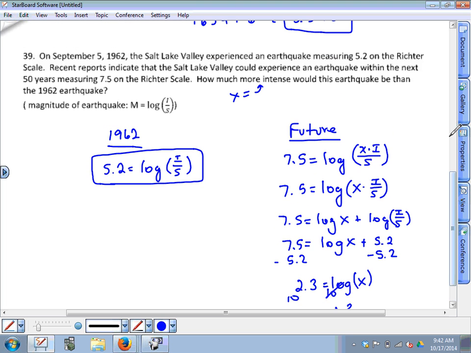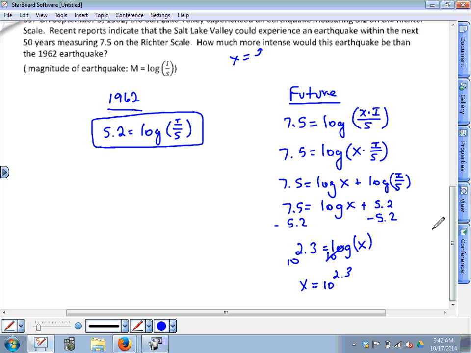So it's pretty significant. It doesn't seem like a huge jump on the Richter scale, 5.2 to 7.5, but in terms of intensity, that's pretty intense. So now with a calculator, you would want to go further and actually get a more exact answer, or a more approximate answer. But we'd have to leave it like that.